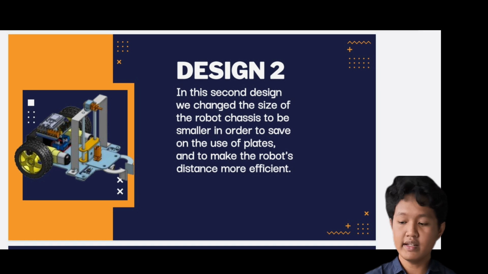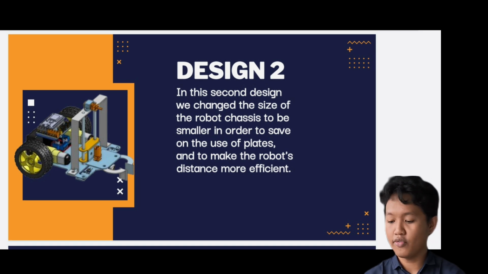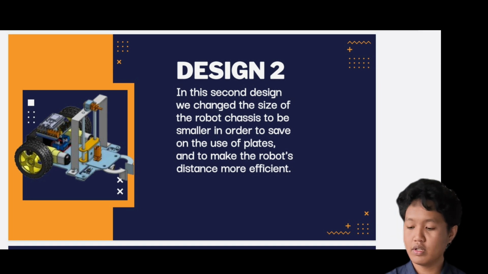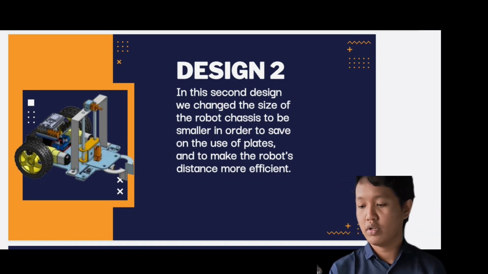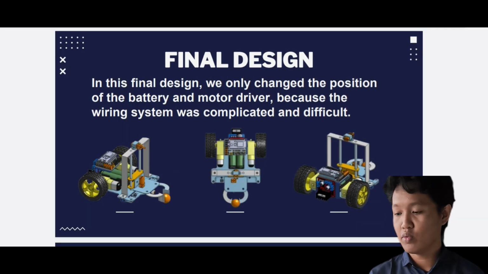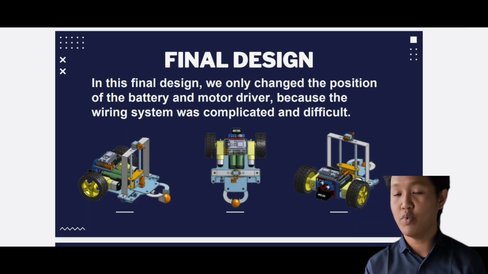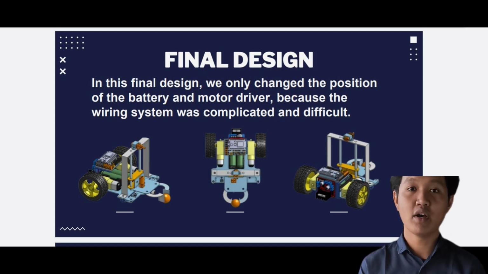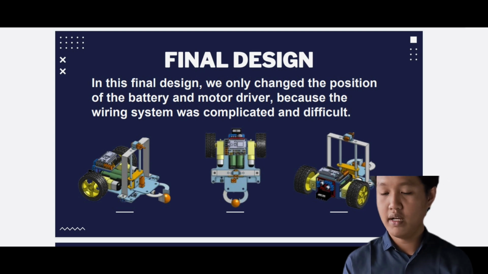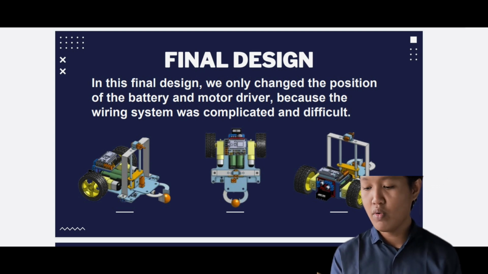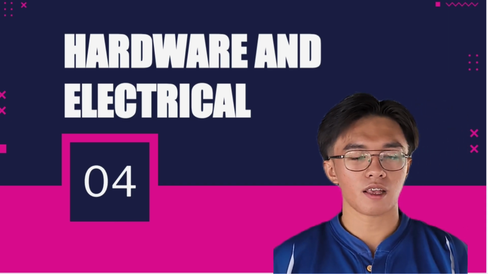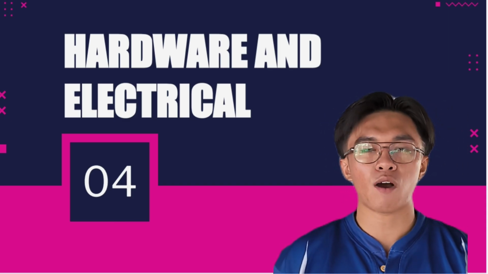Okay, to the design two. In this second design, we change the size of the robot chassis to make the robot use space efficiently. In this final design, we only change the position of the battery holder and motor breaker, because the wiring system was complicated and difficult.